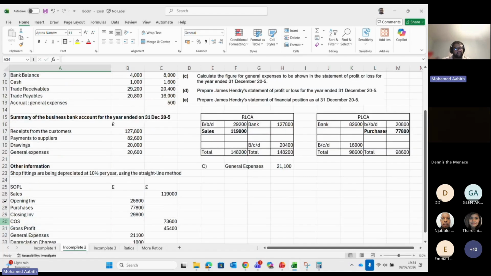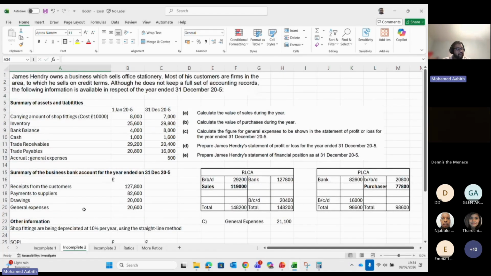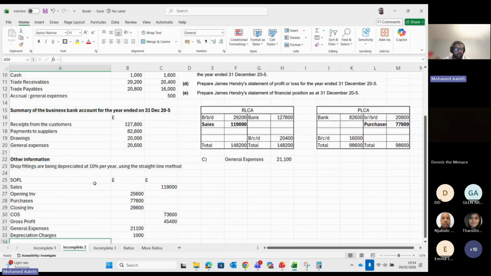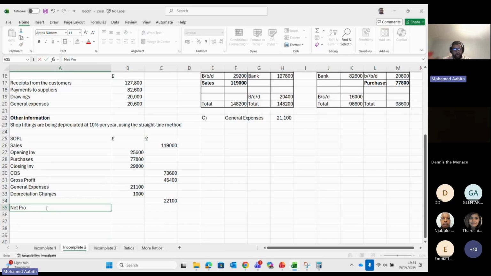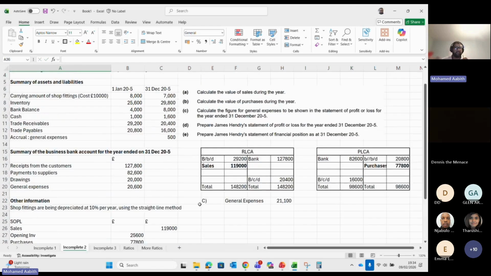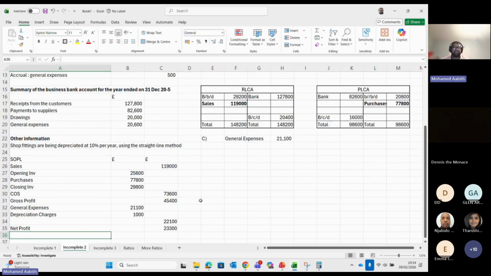Any other things I need to consider when it comes to other expenses? I don't see any other expenses there, so that is fine. The total expenses are going to be equal to that plus that figure. Therefore the net profit is going to be equal to the gross profit minus the total expenses, which at the moment is 23,300 pounds. We find the profit and loss statement done now.